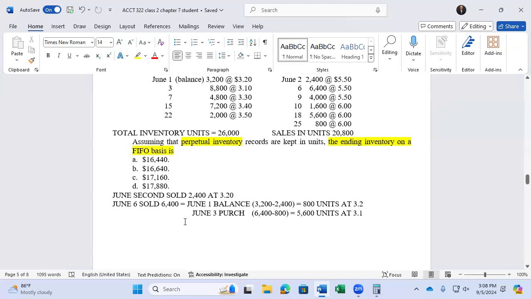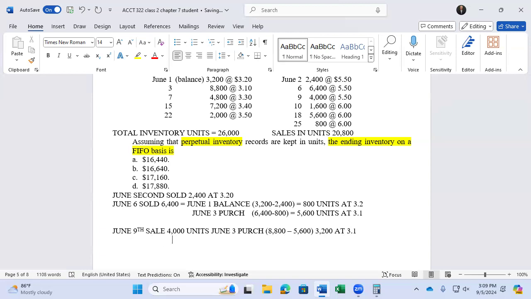Any questions so far? Then we had a June 9th sale of 4,000 units. So from the June 3rd purchase, we took 8,800 minus 5,600. And so that gives us 3,200 left over at 3.1.